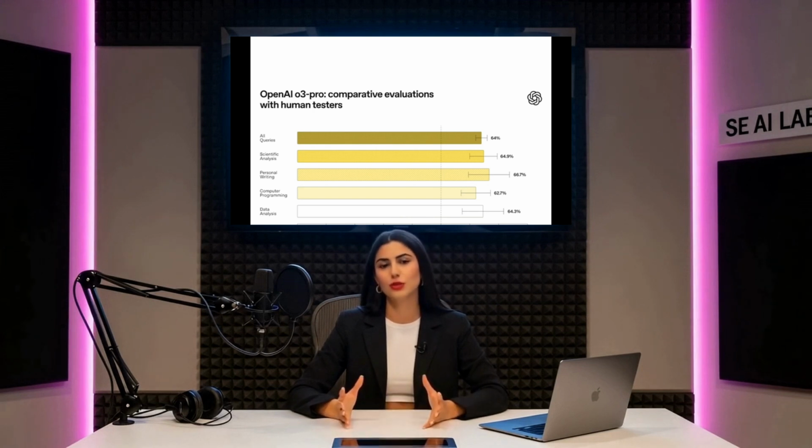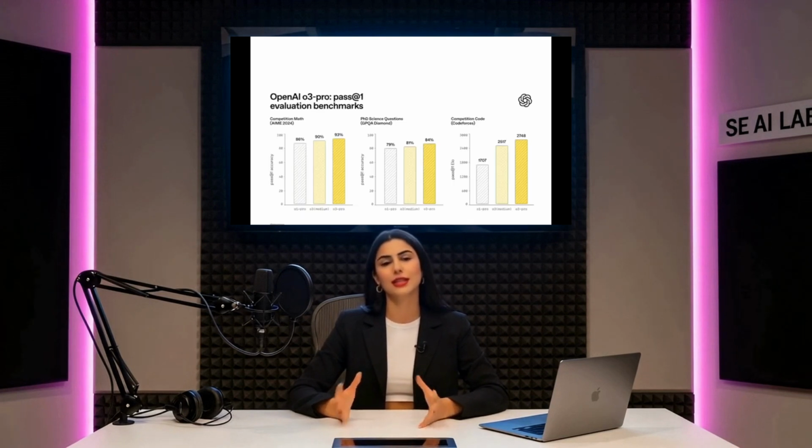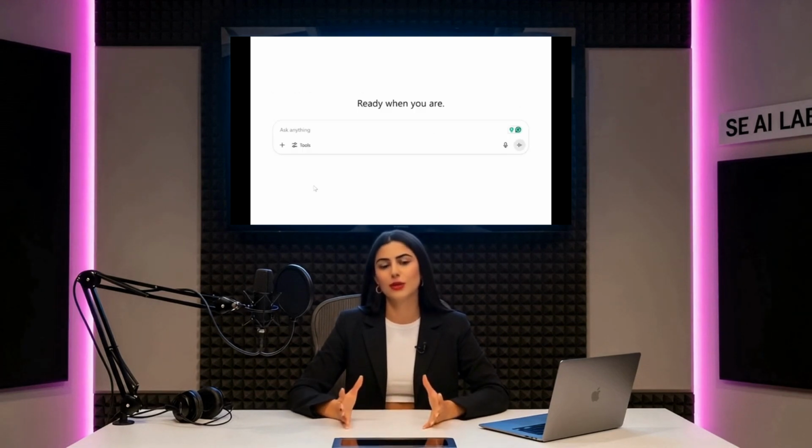Reviewers report that O3 Pro provides clearer, more complete, and more accurate responses, and it follows instructions better than its predecessors. On evaluation benchmarks for math, coding, and science, O3 Pro consistently surpasses both O1 Pro and O3.